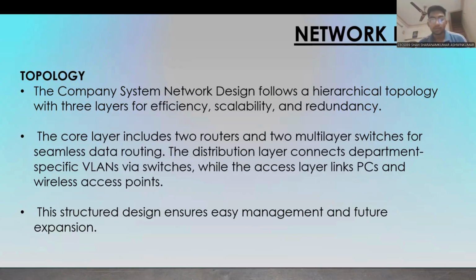Now, what topology is used? The company system uses a hierarchical topology. There are three floors, with three layers for efficiency, scalability, and redundancy. The core layer includes two routers and two multilayer switches for seamless data routing. The distribution layer connects the department-specific VLANs via switches, while the access layer links PCs and wireless access points.